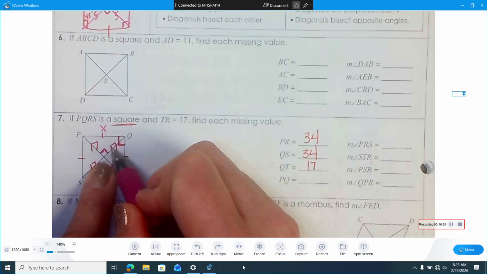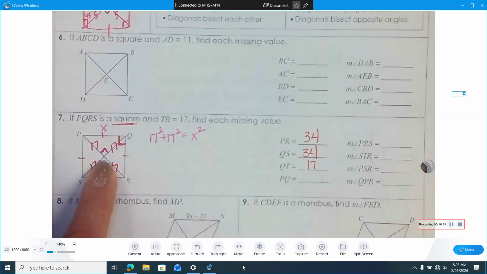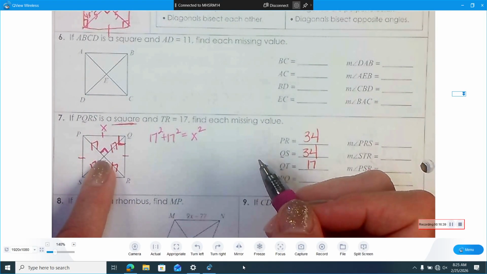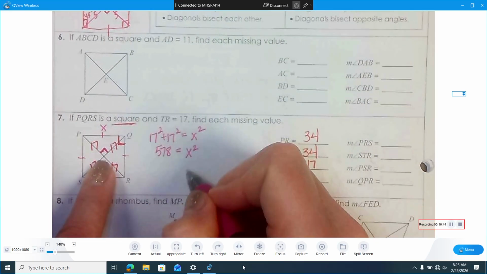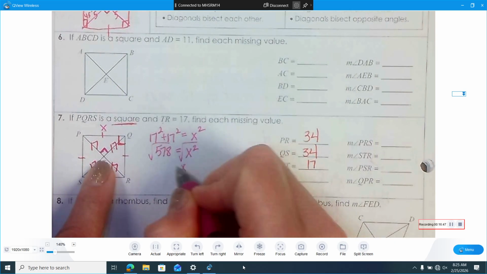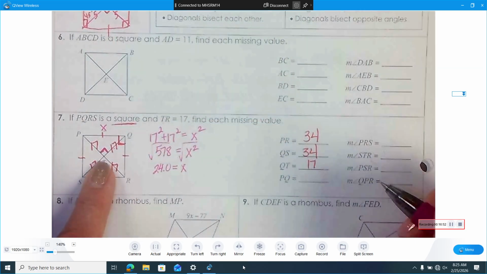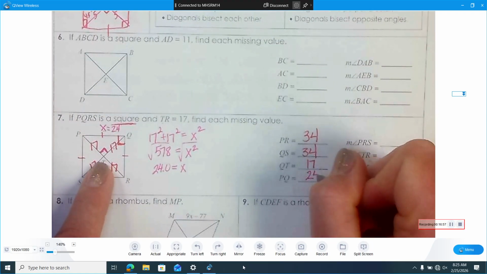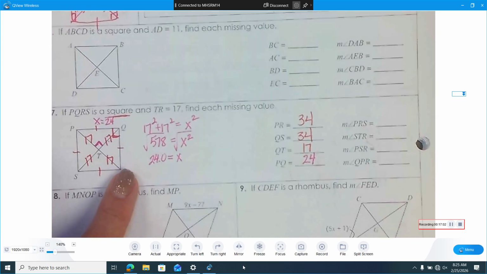So we want to do leg squared plus leg squared: 17 squared plus 17 squared equals our hypotenuse squared, so x squared. What is 17 squared plus 17 squared? 578 equals x squared. And then we take the square root of both sides. So we get x equals 24.0. Okay, cool. So PQ equals 24. That's pretty amazing, which means all 4 sides also have a length of 24 as well.